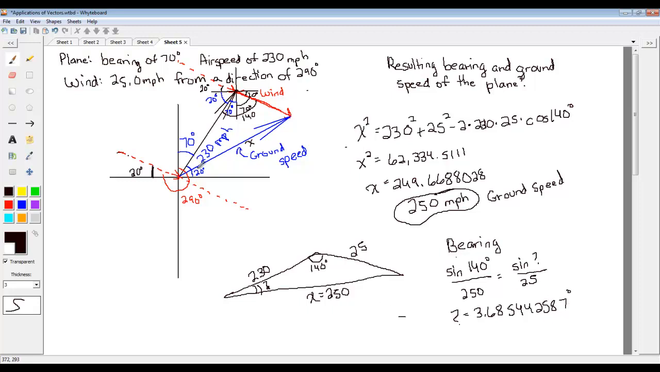But that question mark is just this angle here. Add that with the 70, and you get the bearing. Basically this rounds to 4 degrees. You get the bearing is 74 degrees, because you just found that this is 4 degrees here. So you got the 70 plus that 4 to make that whole thing 74 degrees.